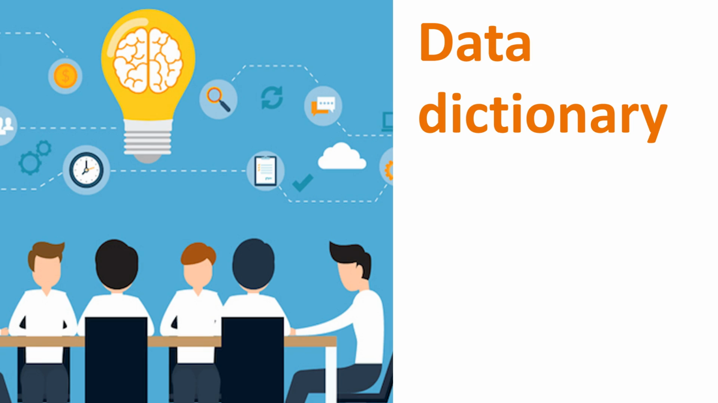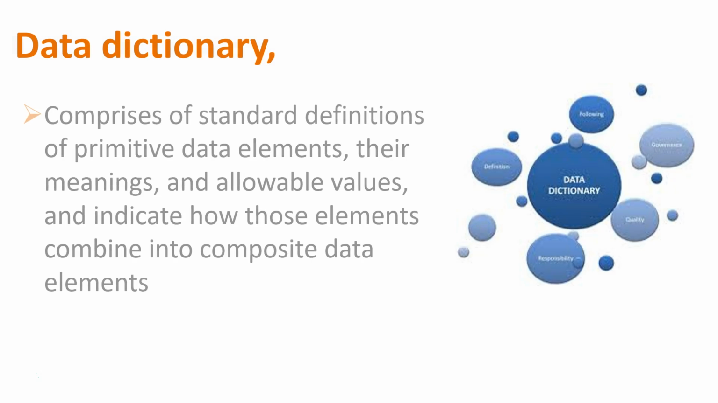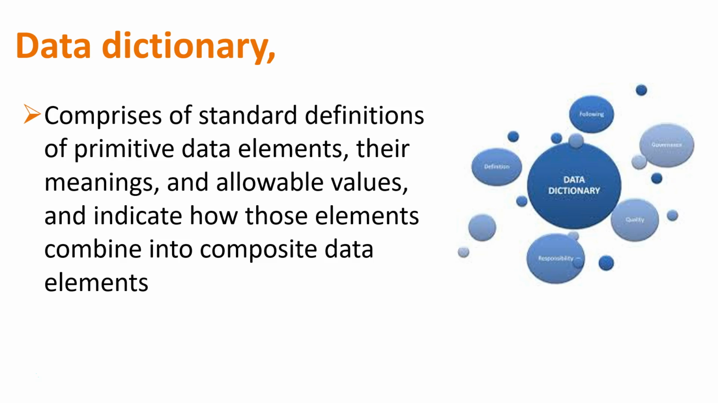So let's talk about data dictionaries. This is probably familiar to most of you. This is where we say, what are my primitive data elements? What do they mean when they're together? What are the allowable values? What is this data? Why is it important? How is it structured? What does it mean? That's a data dictionary, and this is where our data starts.